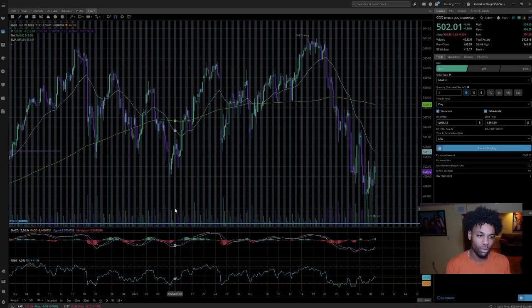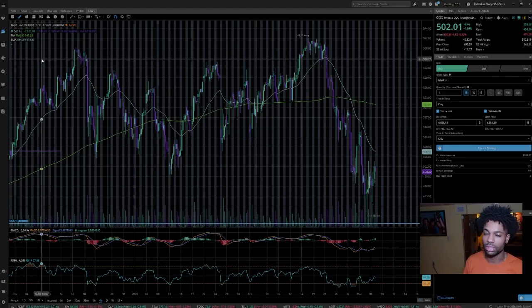But I look at the 4-hour chart just to see what market conditions are looking like. Sometimes you need to get a bigger picture of what you're actually looking at. So I have QQQ open, an index that follows the tech stocks, so essentially it just follows the market.